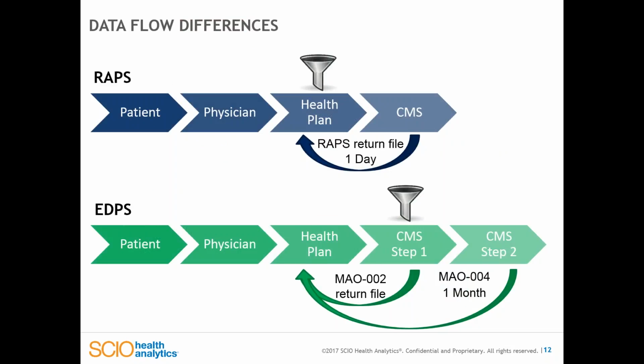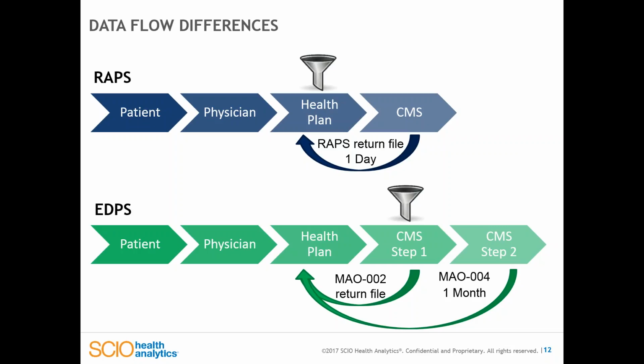So let's talk a little bit about the data flow. I think anyone that knows me knows that I'm all about foundational efficiency and effectiveness. If you don't have the foundation right, it doesn't matter what you put on top of it, eventually it'll crumble. So for RAPS data, the top line, RAPS are filtered by the health plan. When they filter it, put it into RAPS, and send it to CMS, they have a one-day turnaround on what is accepted and what is rejected and the rejection reason.